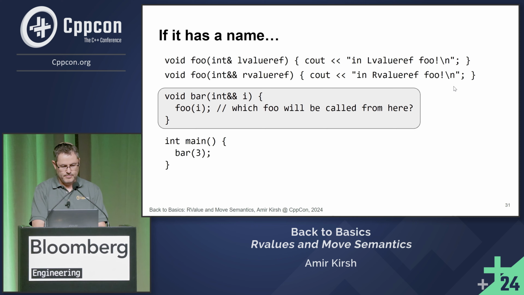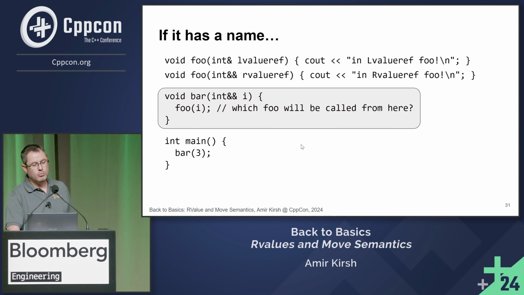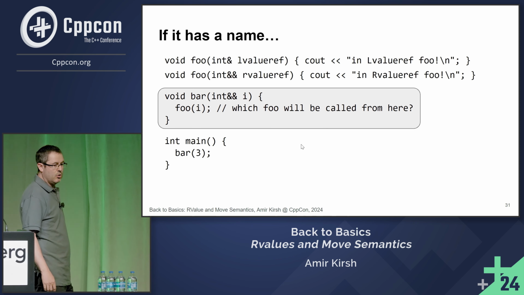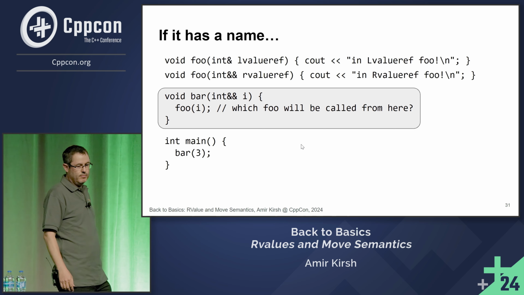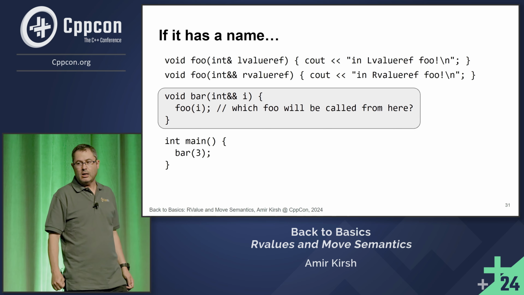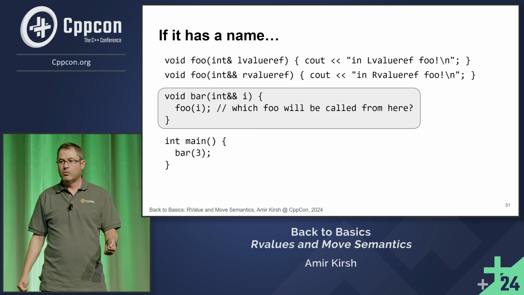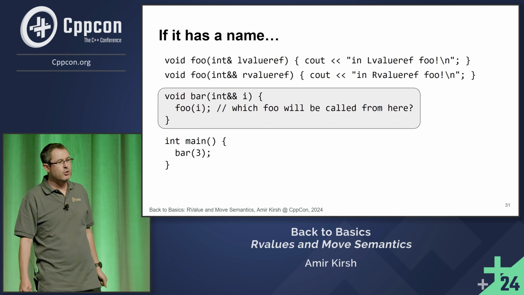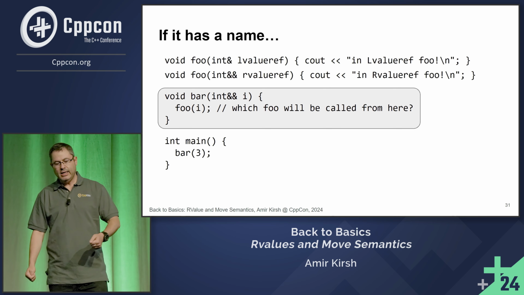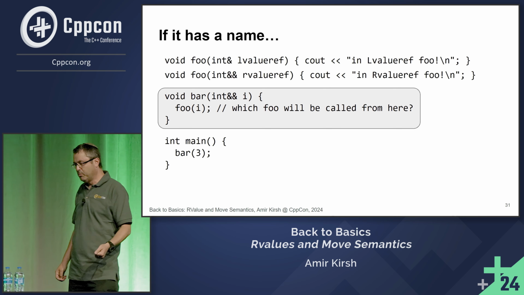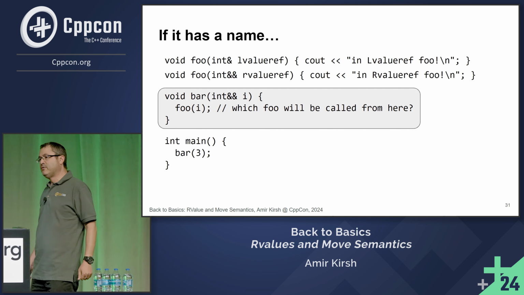Some additional rules. If it has a name, let's go to bar. Bar takes an Rvalue called I, and then bar calls foo. Which foo would be called? I'm sending 3. I'm coming to bar. With 3, yeah, 3 is a valid Rvalue. It creates a temporary int. I come to foo. I come to bar. Then bar calls foo. Which foo would be called?